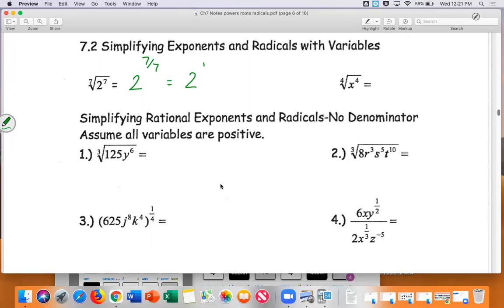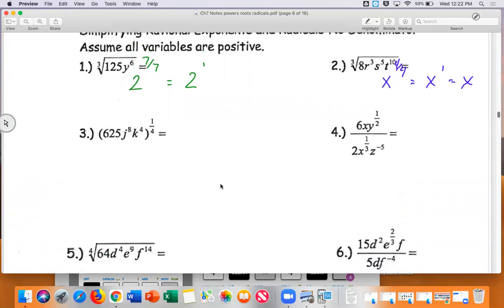Kaylin, are you okay with that? With the 4th root of x to the 4th, I'm just going to rotate that up. I'm going to write that as x to the 4 over 4. And that's just x to the first, which is just x. All right, do you guys see that? And that's how I'm going to go about tackling these problems. What I'm going to do with all these radical problems is make them all rational exponents. And what that's going to allow me to do, Cody, because I know you missed a little bit of this, is simplify these problems pretty quickly. All right?